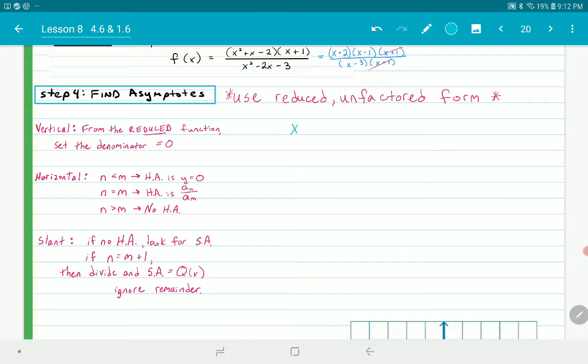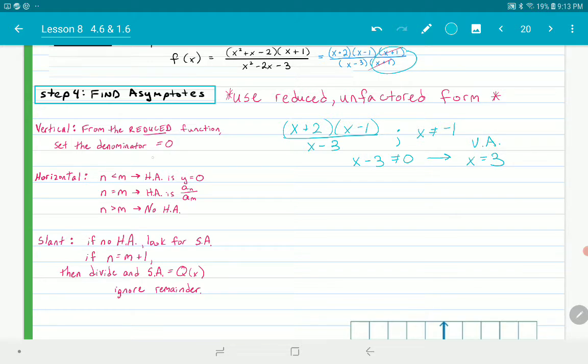Honestly, it really doesn't matter which form I use at this point. But I do want the reduced form to get the asymptotes. So my x plus 1 and my x plus 1 canceled. So I'm going to go ahead and just write the reduced form, and remember that my x is not equal to negative 1. And my vertical asymptote happens when the denominator equals 0 in the reduced form. So that means that x minus 3 equals 0. And that tells me that x equals 3 is a vertical asymptote.